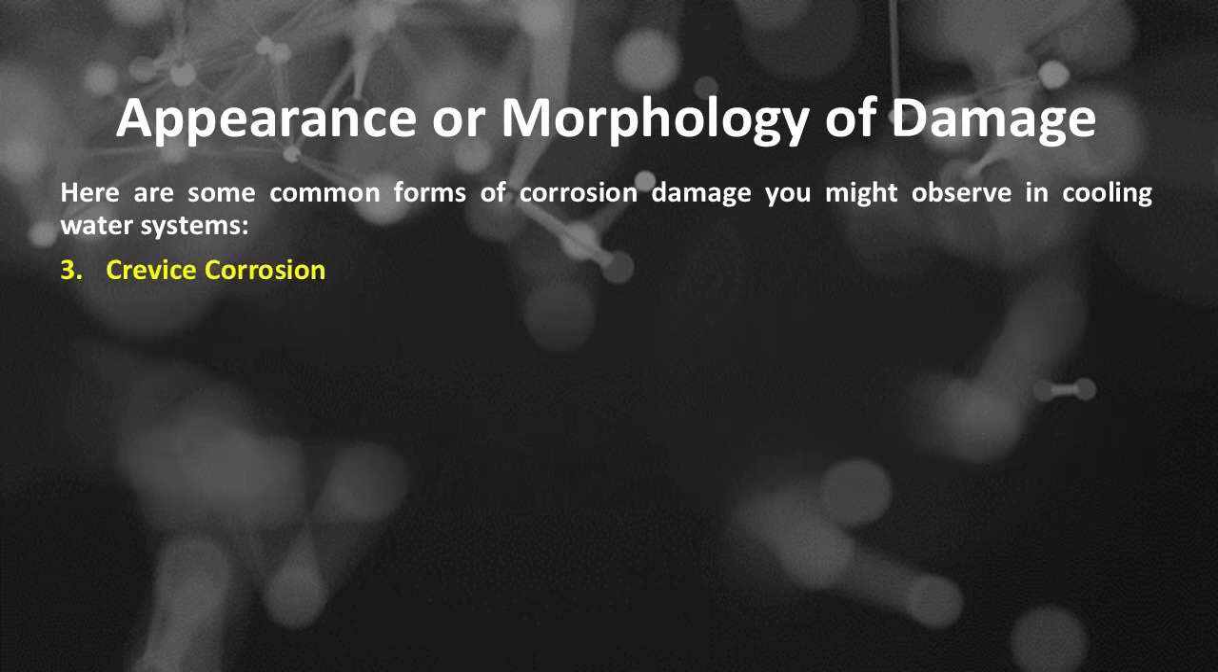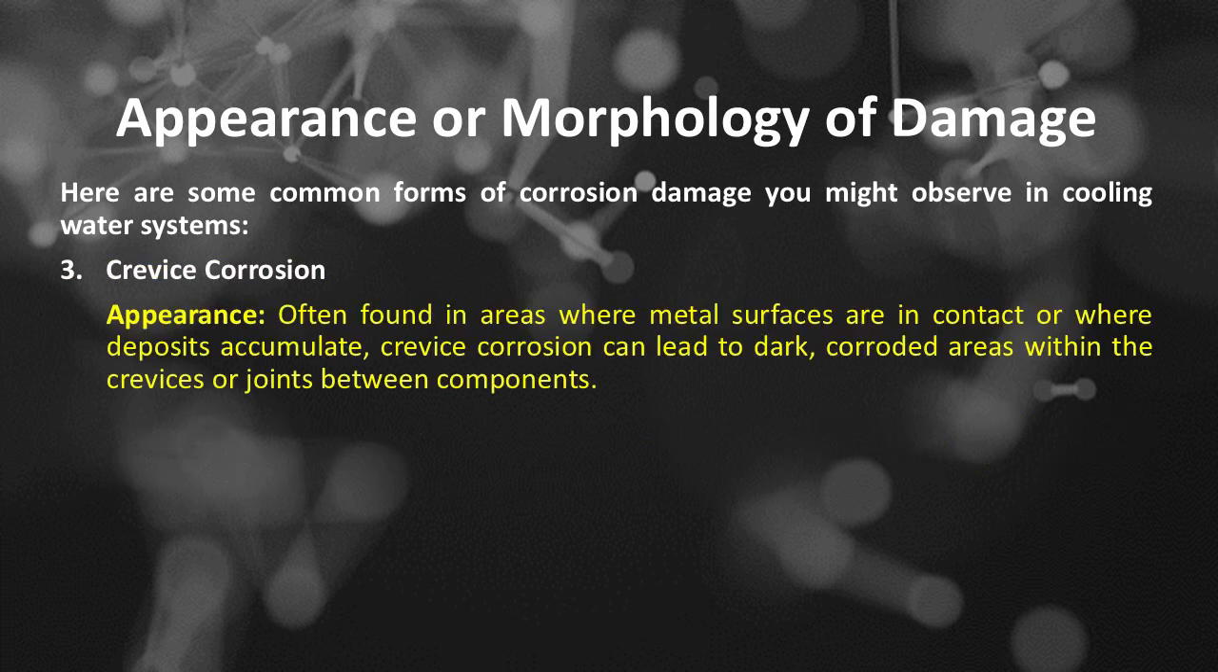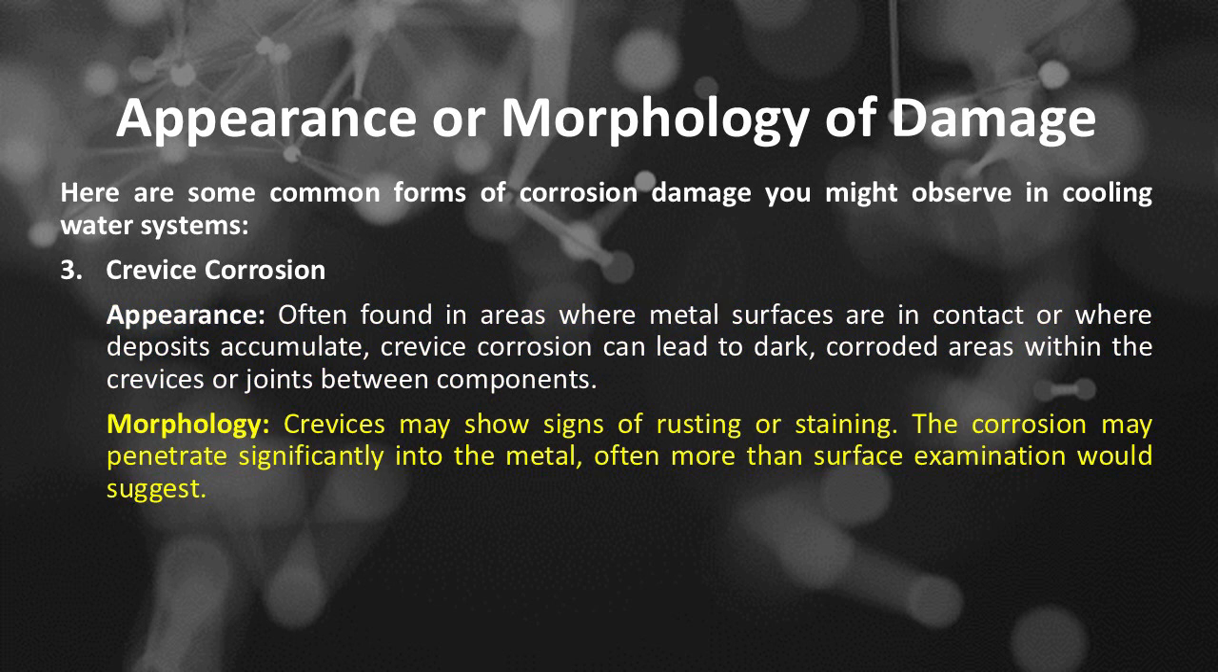Number 3 is crevice corrosion. Crevice corrosion appearance. Often found in areas where metal surfaces are in contact or where deposits accumulate, crevice corrosion can lead to dark, corroded areas within the crevices or joints between components. Crevice corrosion morphology. Crevices may show signs of rusting or staining. The corrosion may penetrate significantly into the metal, often more than surface examination would suggest.